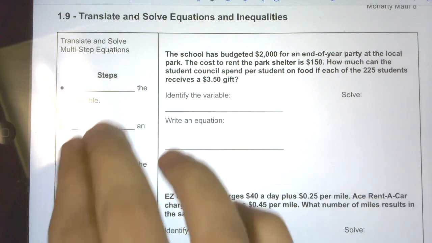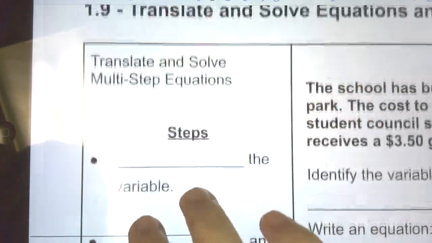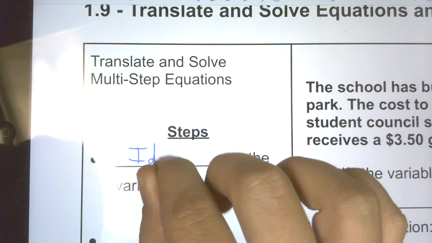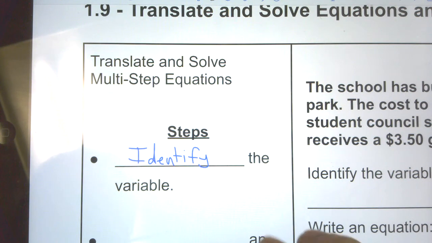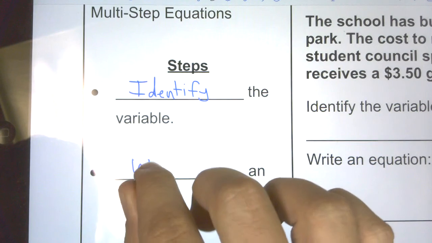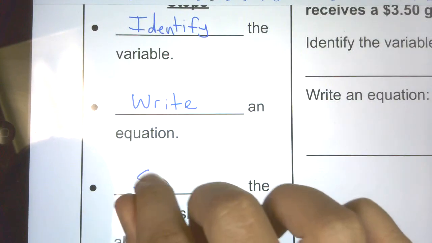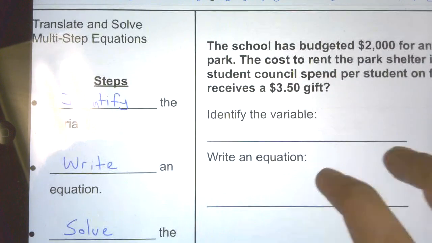So here we go. These steps, we discussed in class. First thing that you need to do is identify the variable. So figure out what is the missing piece in the problem. Then you need to write an equation, and then you need to solve the equation. All right, so those are the three steps right there. That glare is really bugging me. That's okay. So this was the first problem.